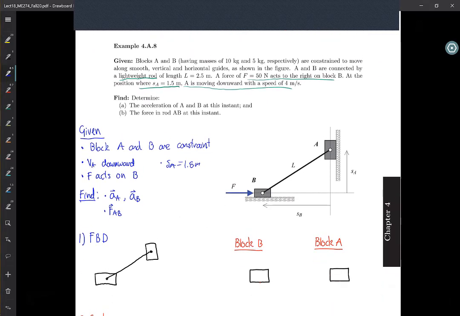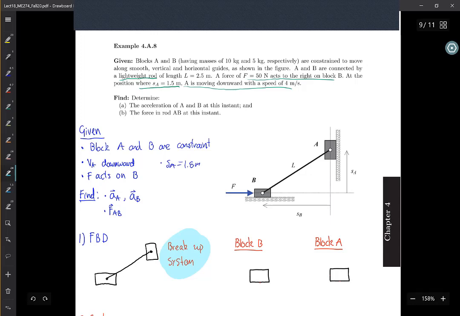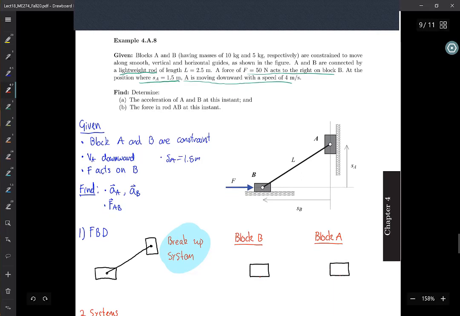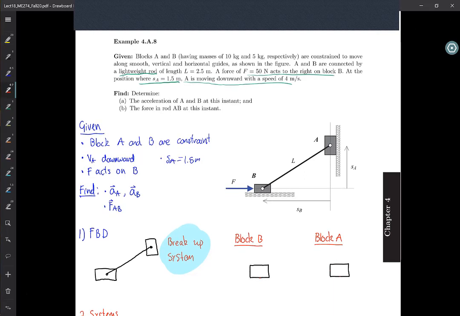So remember, we have this whole system connected, but we need to find accelerations. So we need to break up the system, right? Don't try to treat your system as a whole. If you put the forces on this guy, you're not going to get the right answer. So, which forces are acting on block B?